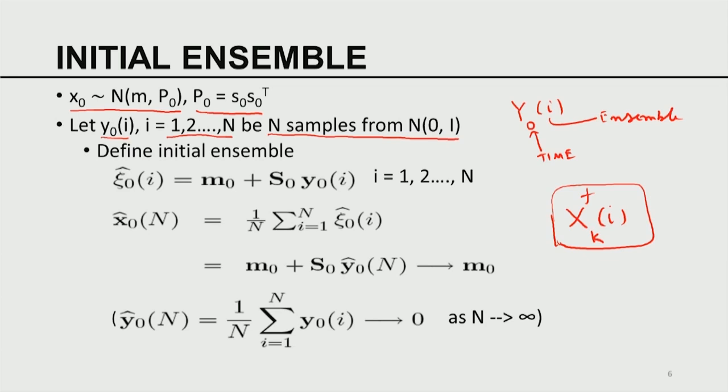So y naught i, i running from 1 to n, are n samples drawn from a normal distribution. So I am going to get y naught of i, i running from 1 to n. I now have a copious supply n. What is n? In principle n could be a million if the vector x naught is of size a million, but even though the vector size may be a million, I do not have the luxury of picking a large sample. So we cannot do large sample theory; we have to do finite sample, small sample theory. That is what we are going to be talking about.